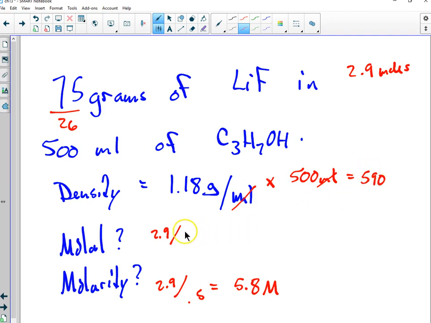0.590. Okay, so that comes down here. Oh yeah, thank you. That's grams, it must be in kilograms, so 0.590. You put that down there, and what do you end up with here? 4.9. Okay, sounds good enough to me.